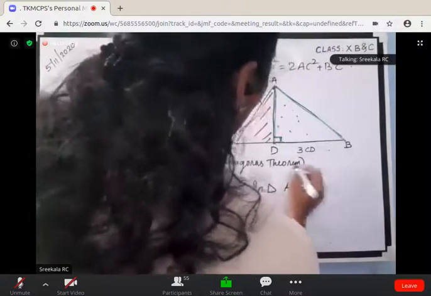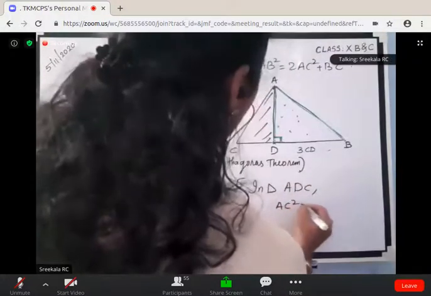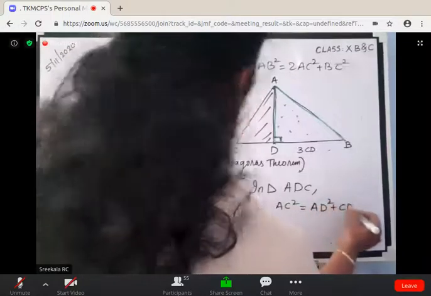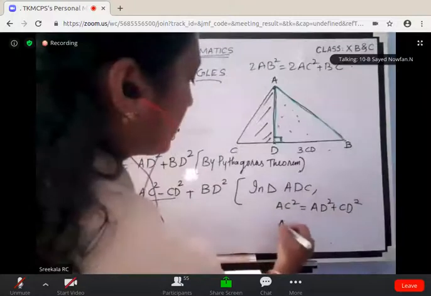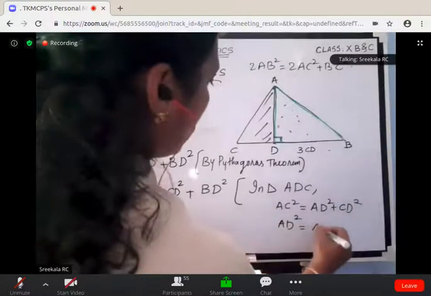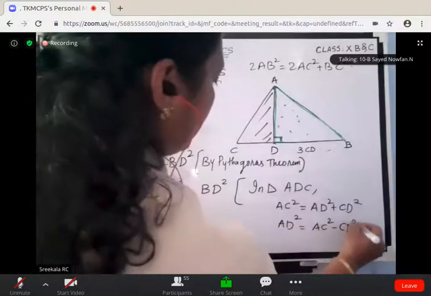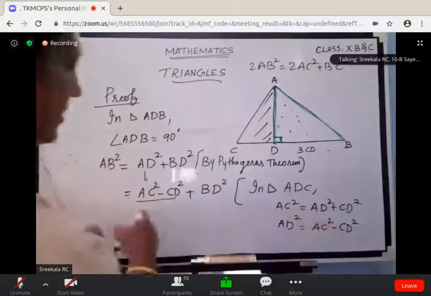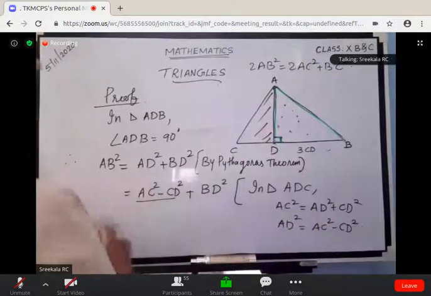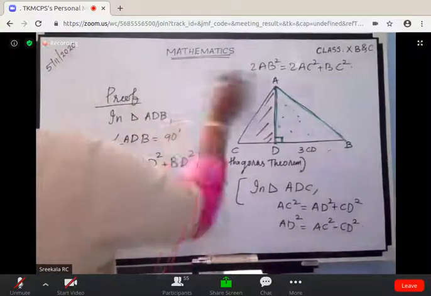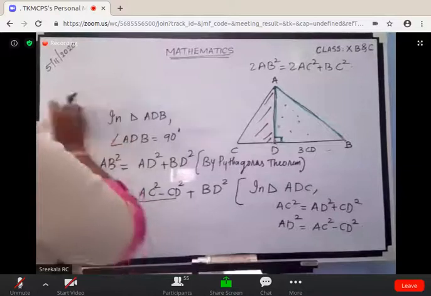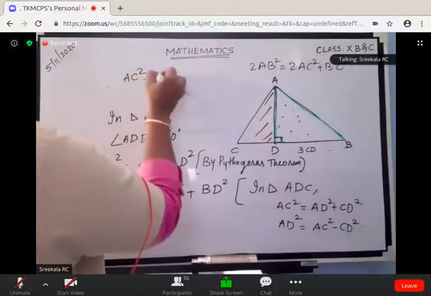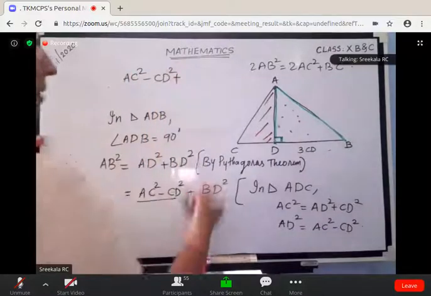ADC, by Pythagoras theorem we can write AC square is equal to AD square plus CD square. So from that we can write AD square equal to AC square minus CD square. This is the step. AD square can be written as AC square minus CD square. Then BD square write as it is. Then AC square minus CD square plus BD.